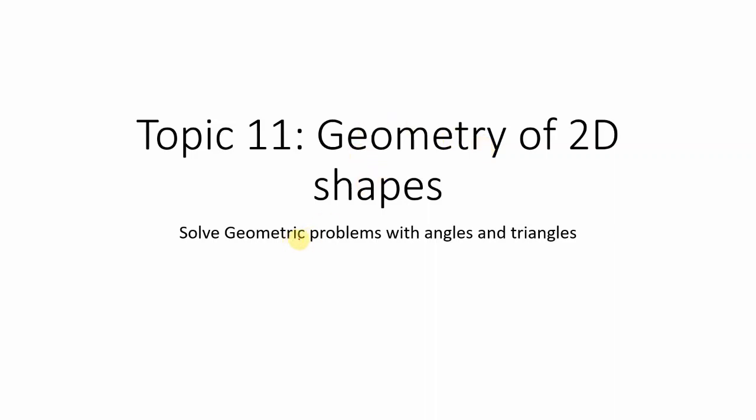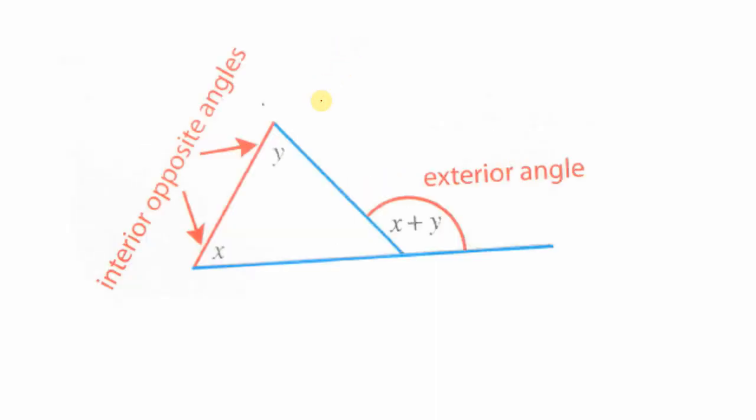This video is about solving geometric problems with angles and triangles, which is part of topic 11, geometry of two-dimensional shapes. One of the aspects that we need to focus on is when we have a triangle. We know that we have interior angles, or angles inside the triangle, and those three angles need to add up to 180 degrees.